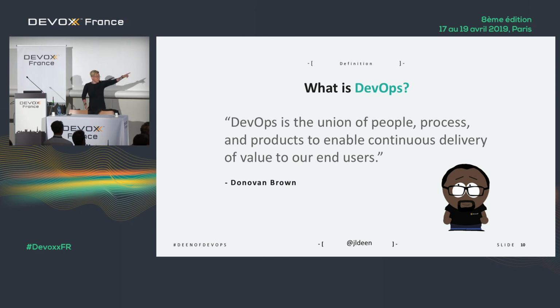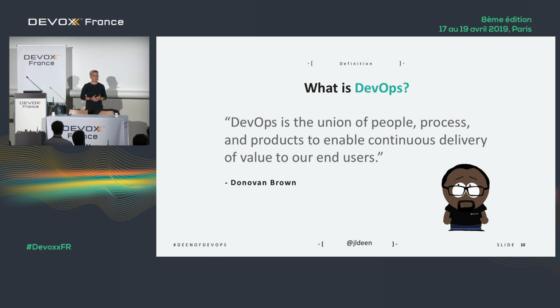This is little Dono dude, by the way. That's my boss, but he is much taller in real life. He came up with this quote, and I love it. He actually labored 30 days over making sure that every single word in this quote is perfect, because it's that important, and it means that much to him and everyone on our team. DevOps is the union of people, process, and products to enable continuous delivery of value to our end users.